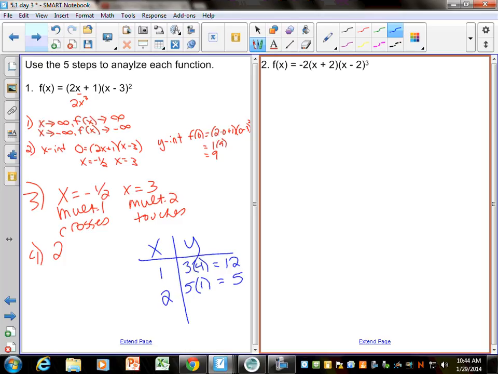So again, I don't really care if you go in order for these 6 steps, but you got to do everything. So I'm going to go in order again. In behavior, what's the degree of this? Taylor, wake up. 3 and 1. So if you work this out, this would be negative 2x to the 4th. Yes? So what can you tell me about the way the arrows are going to go on this? They're both going to point down, right? So we're going to say as x goes to infinity, f of x goes to negative infinity. As x goes to negative infinity, f of x goes to negative infinity.